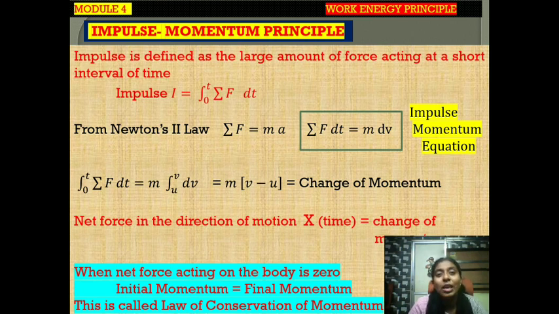Initial momentum equal to final momentum when the net force acting on the body is equal to 0. I repeat, initial momentum equal to final momentum when the net force acting on the body is equal to 0, and this is called the law of conservation of momentum.